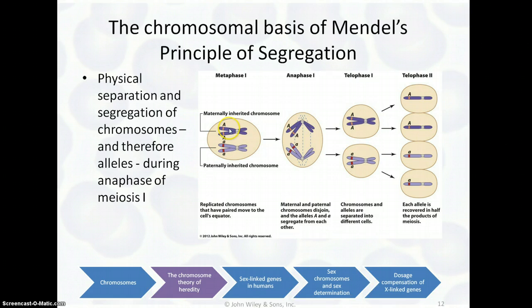Okay, you're going to get one chromosome going to one end of the cell, one chromosome going to the other end, so that they end up in different daughter cells. And so essentially what's being said here is that the chromosome theory of heredity explains that the principle of segregation is based on this physical separation of the chromosomes during meiosis.